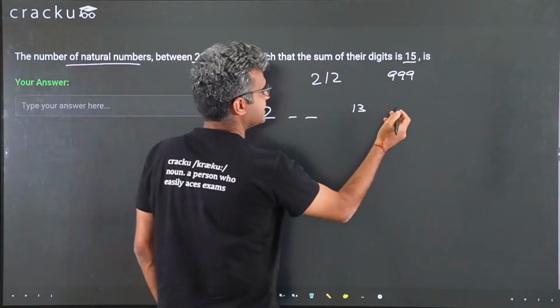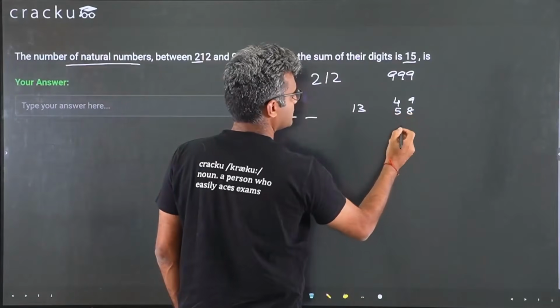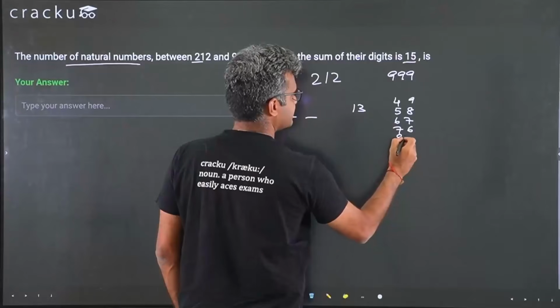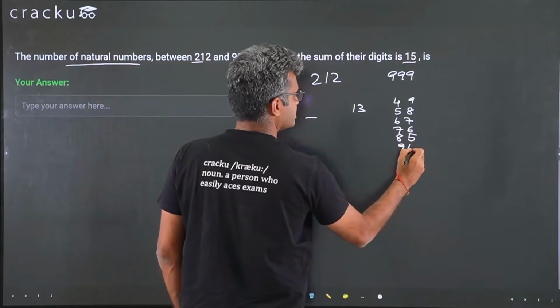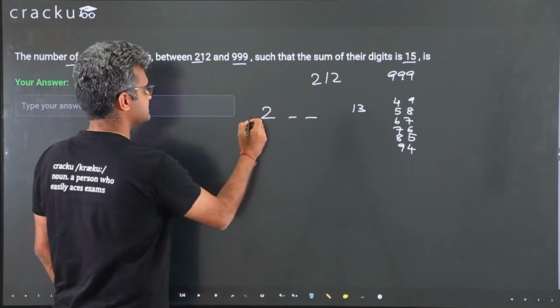So they can be either 4 and 9, or 5 and 8, or 6 and 7, or 7 and 6, or 8 and 5, or 9 and 4. So basically, if the first digit is 2, if it is in the 200s, there are 6 possibilities.